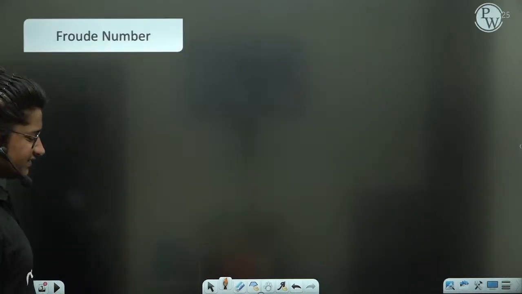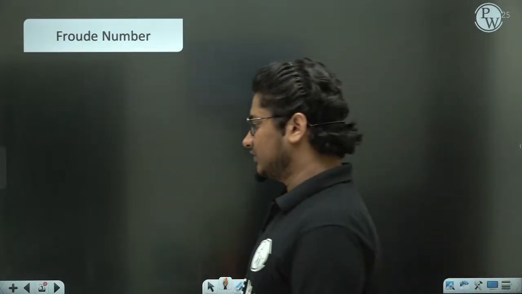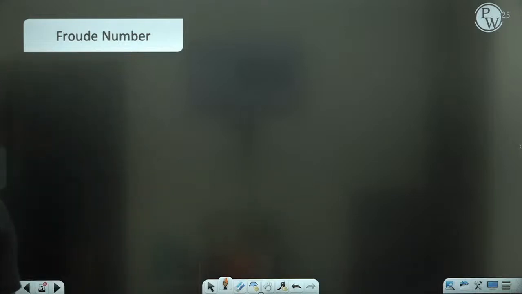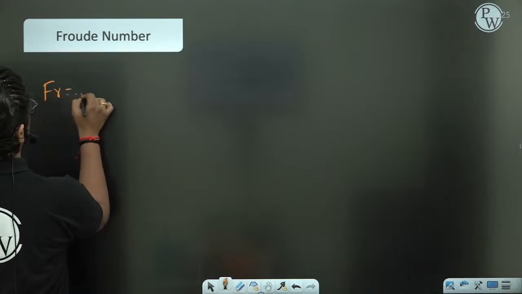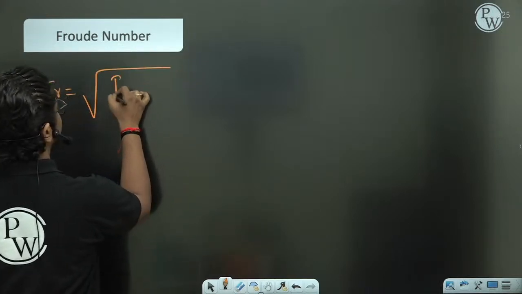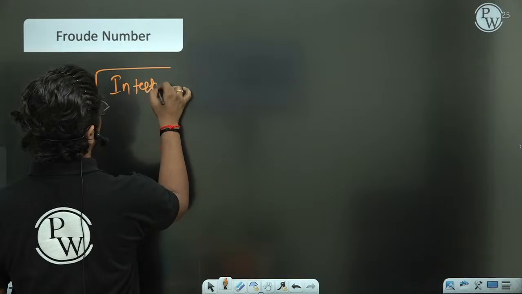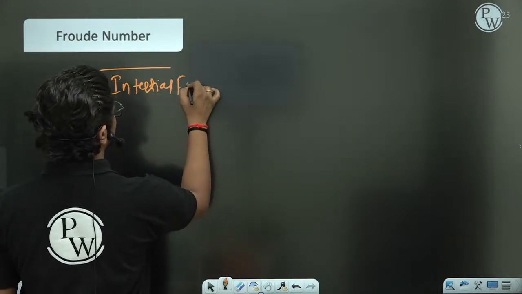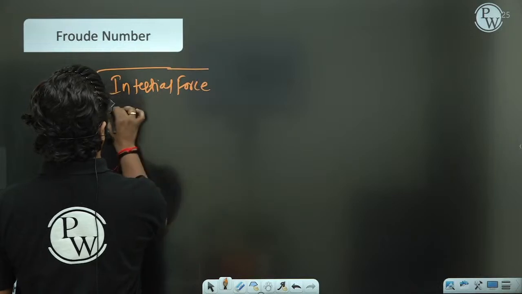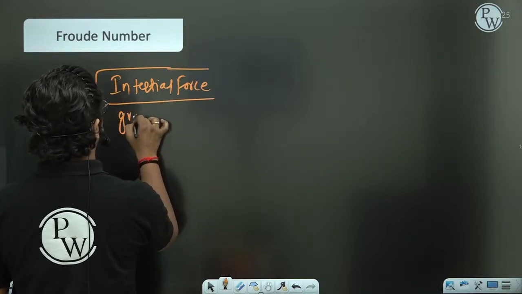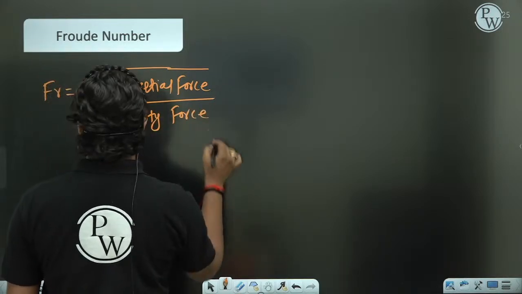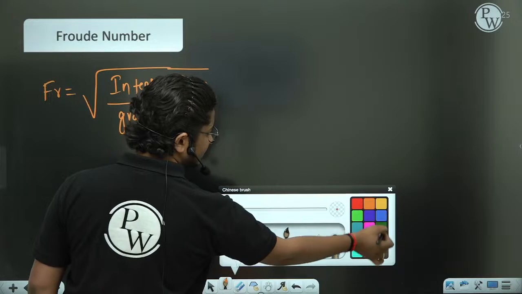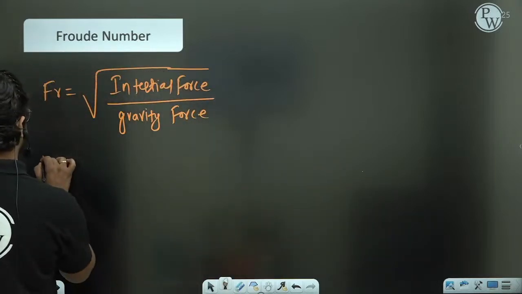So let's start with the first thing, that's something we call Froude number. Now Froude number is actually a dimensionless number. So what is the meaning of Froude number? It's a ratio of inertial force divided by gravity force.